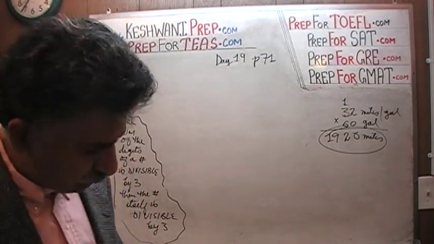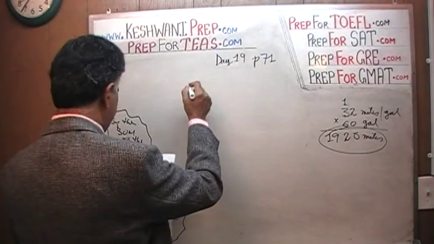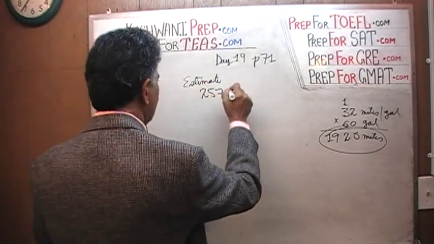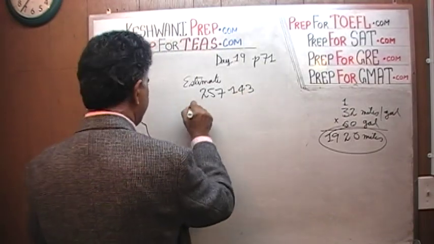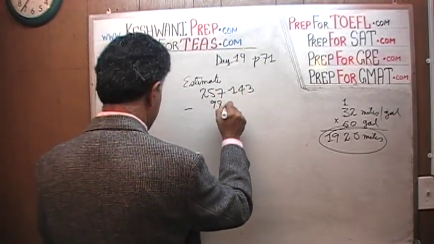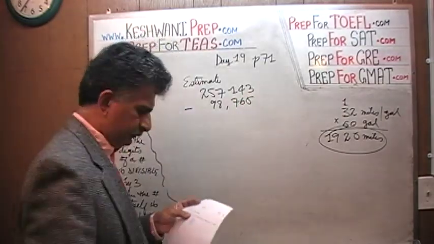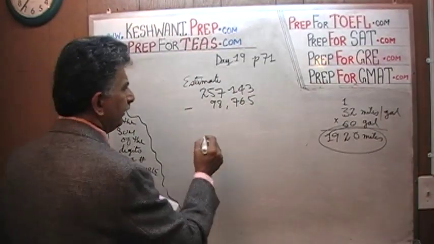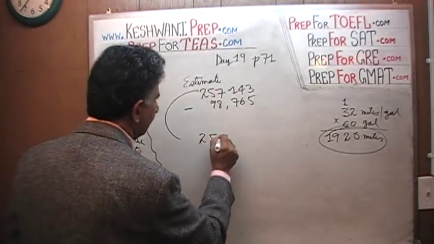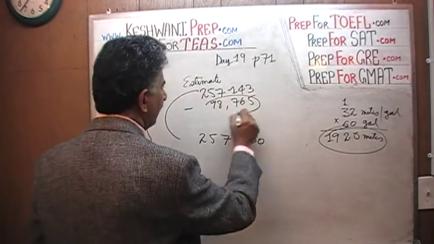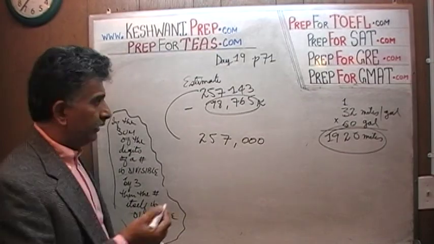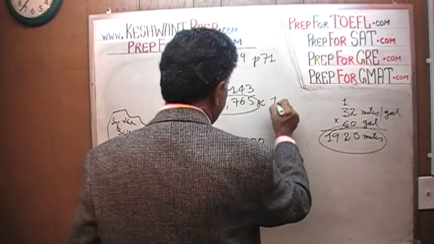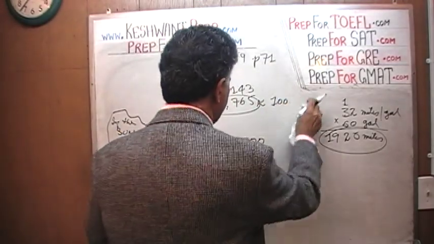We are on the next problem, number 2, which is a very silly question. We are asked to estimate 257,143 minus 98,765. Let's pretend that this number is 257,000 even, and this 100,000. 98,765 is almost close to 99,000. We're going to pretend it's 100,000. We're going to pretend that it is 100k.